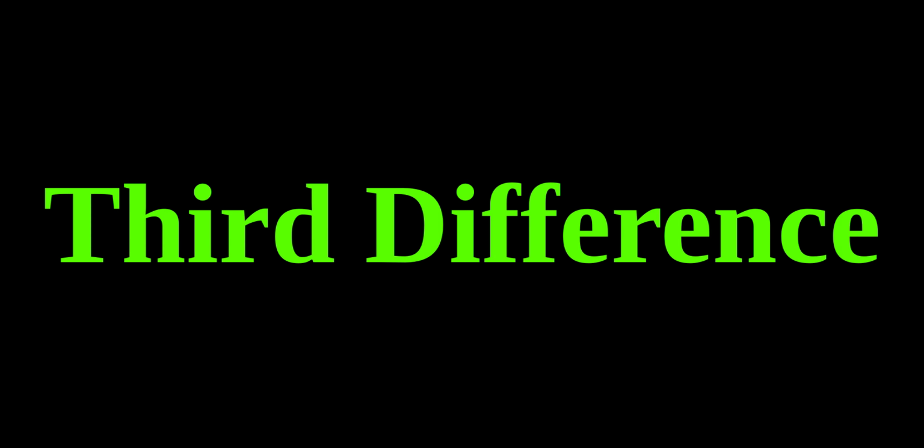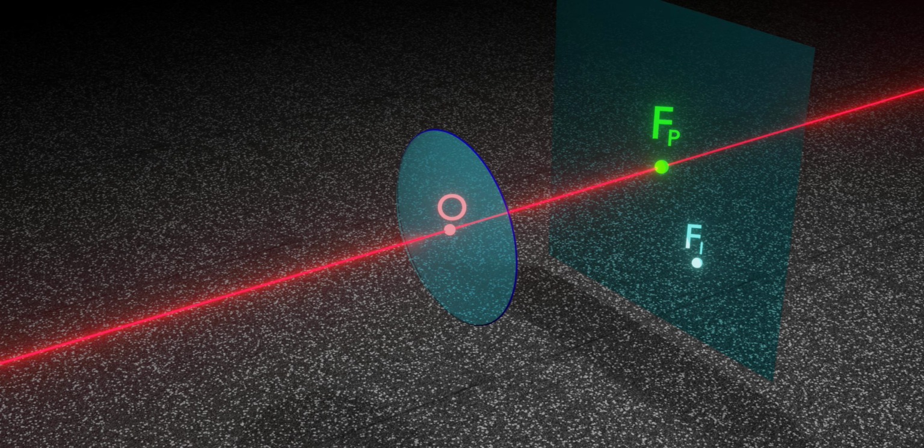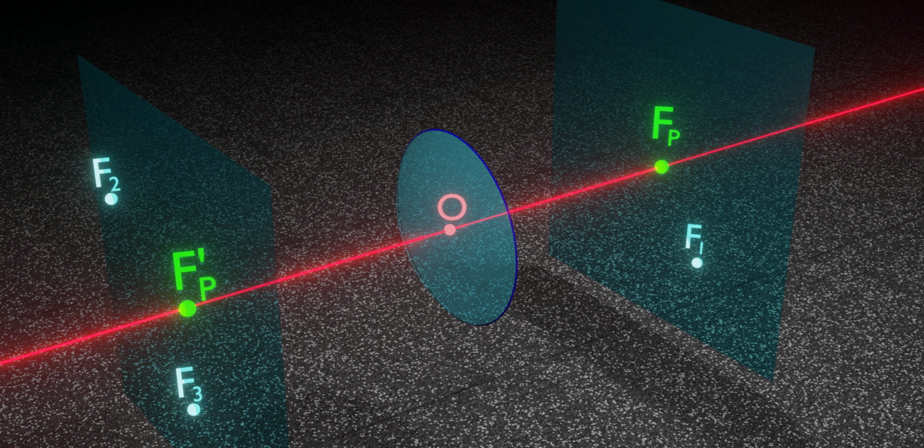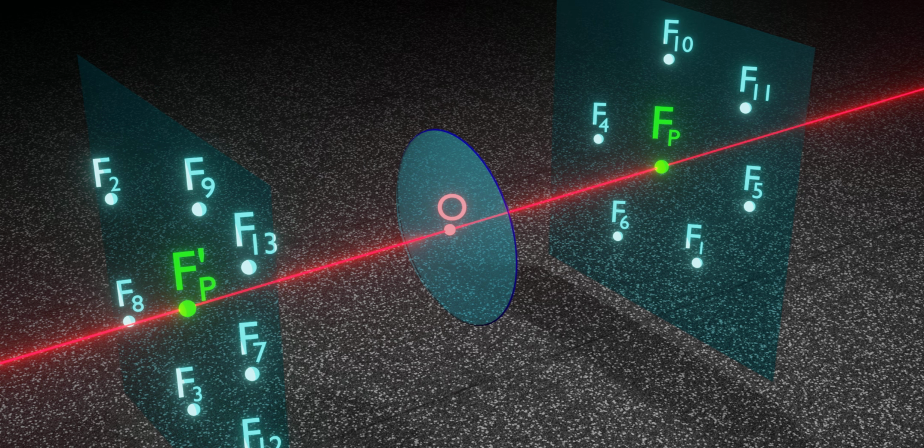Third difference. A lens has only two principal focal points, either side of the lens, but it has innumerable secondary focal points. All of them lie on these focal planes of the lens.